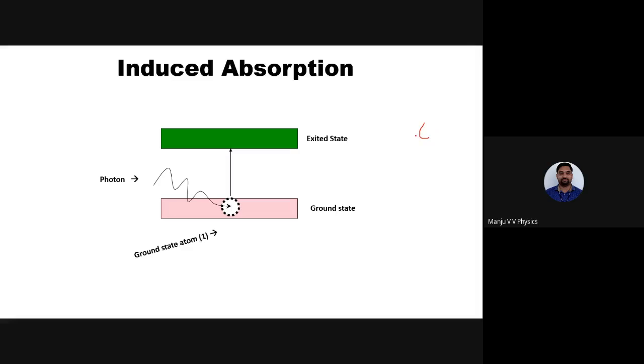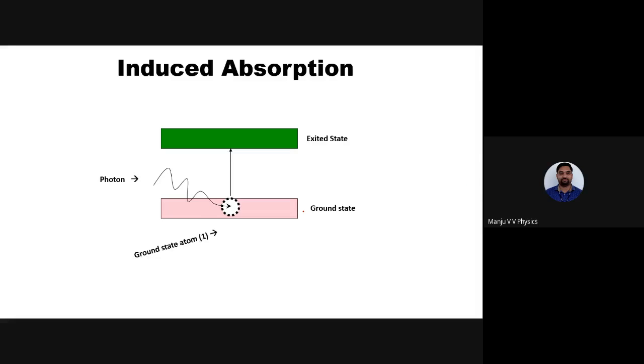It has some E1 and E2. When E2 minus E1 is comparable to delta E, or greater than delta E, only then does this atom absorb the photon. If the photon you are passing has energy less than delta E, then it will not absorb; it will just go out like this. The atom will not absorb this energy.